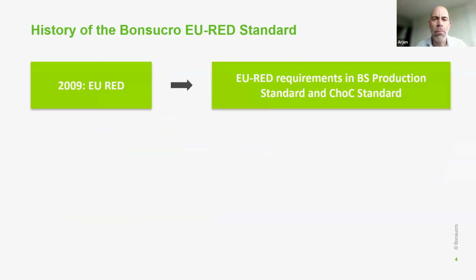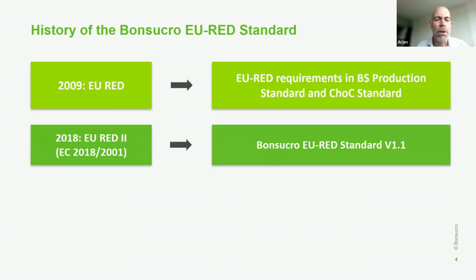The Bonsucro EU-RED Standard has a bit of a history. In 2009, when the first European Renewable Energy Directive was published by the European Commission in Europe, Bonsucro decided to include the European sustainability requirements in its production standard and in its CHOC standard. Then in 2018, the European Commission published a revised version of the Renewable Energy Directive, the RED2. Bonsucro decided to develop a separate standard to include specifically the European sustainability requirements. And that then became the Bonsucro EU-RED Standard version 1.